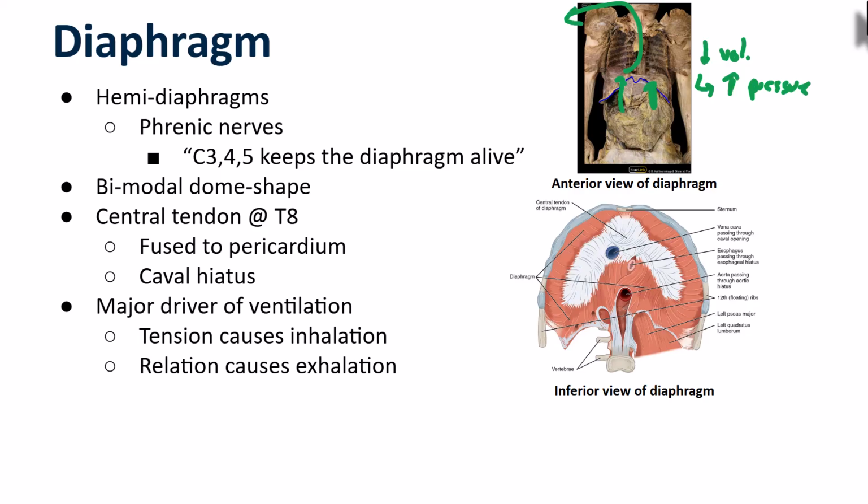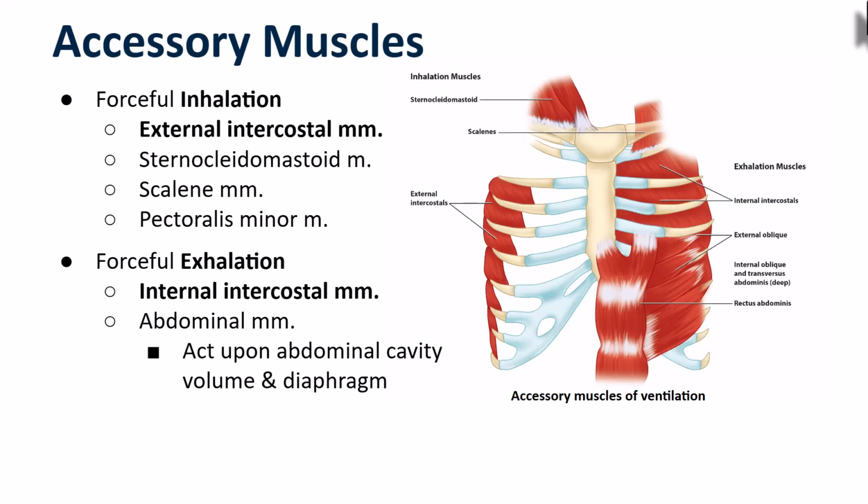But we can do more than that. So we can employ accessory muscles. Accessory muscles of ventilation are those which can be recruited to change the volume and hence pressure of either the thoracic cavity or the abdominal pelvic cavity. And these may function for either forceful inhalation or forceful exhalation. Most of them are going to work upon the thoracic cavity by means of the ribs.